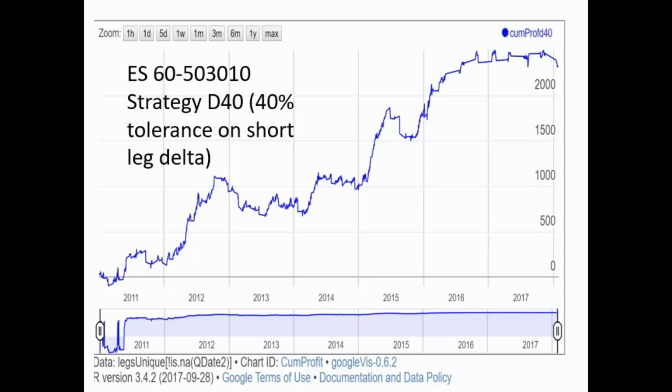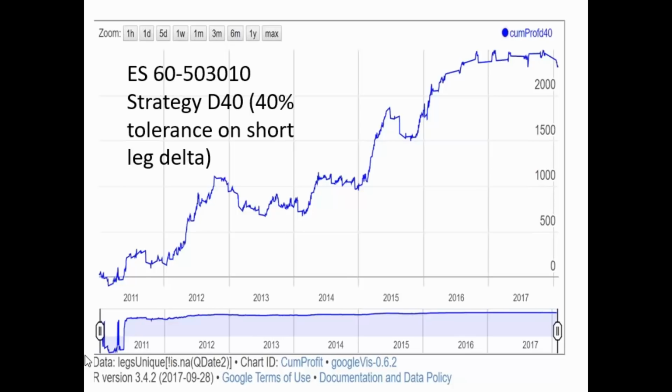In this case, I'm using a 40% tolerance on the short leg, which is high compared to what Andrew might have recommended, 20 or 30%. But that's just coincidence. I put this up as one example to show the history, the evolution, the cumulative profit. I happen to use this time period, 2011 to 2017. Hopefully I'm not in anybody's way here. It's just the cumulative profit, which you could call the value of the account as time evolves.